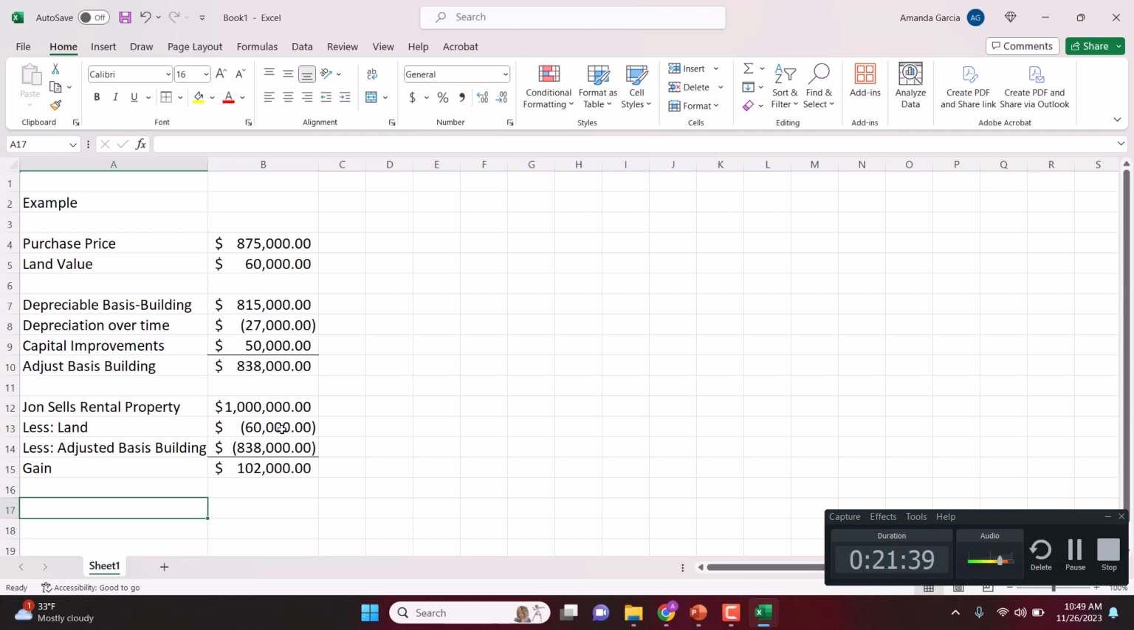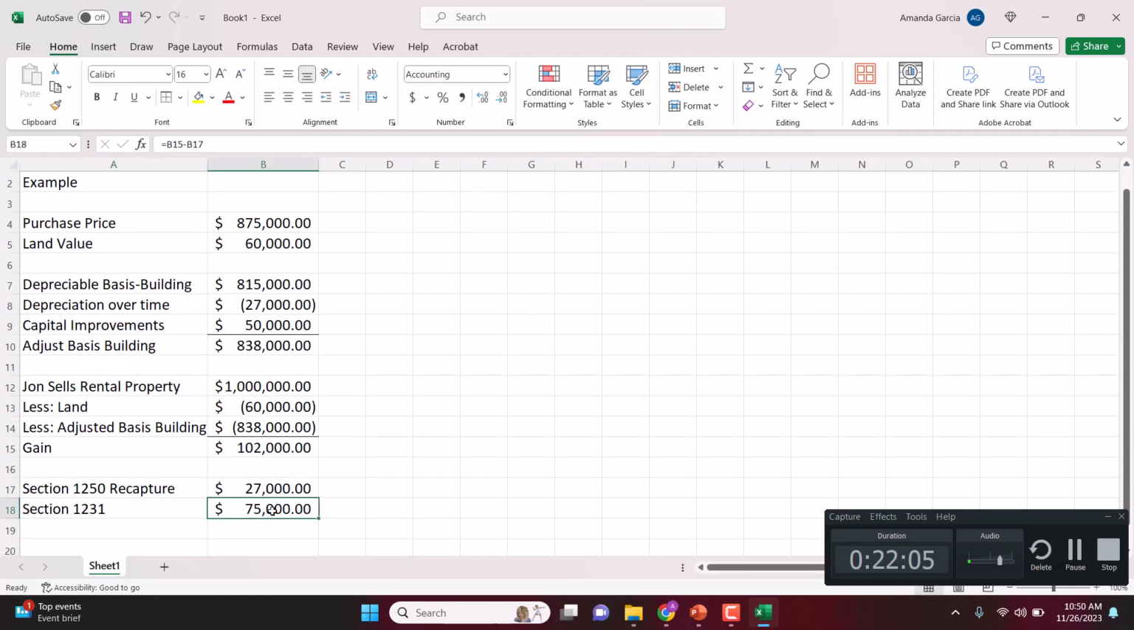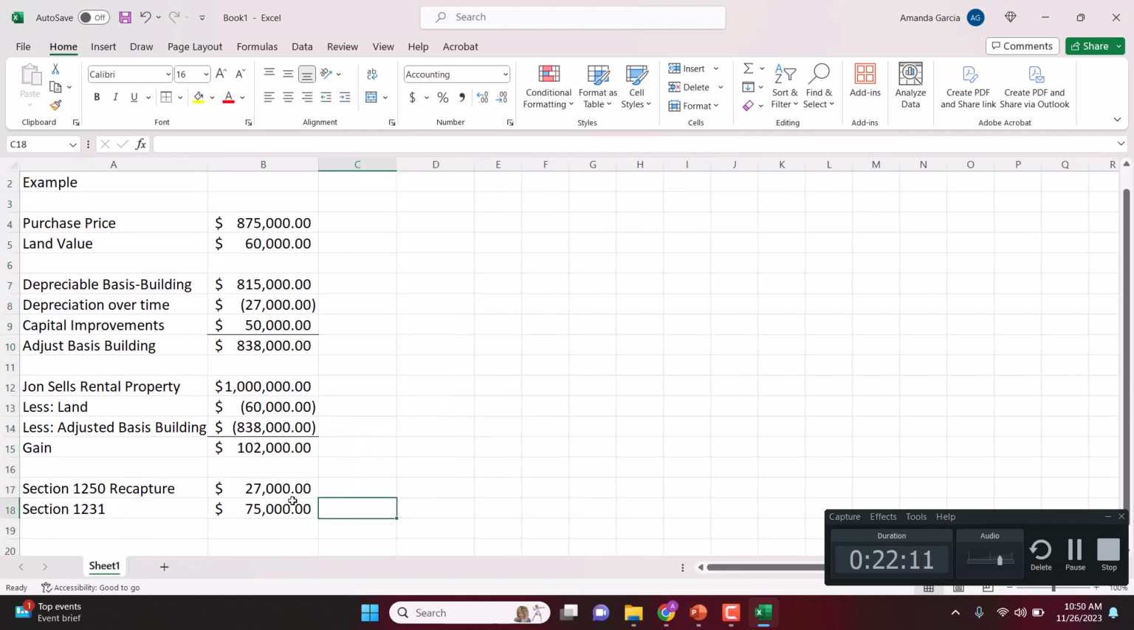The first thing we do, Section 1250 recapture on the gain, is anything that we took in depreciation. So 27,000 of this gain. Section 1231 is the gain, long term, minus any recapture. So we break the gain down into recapture and Section 1231, which is long term.